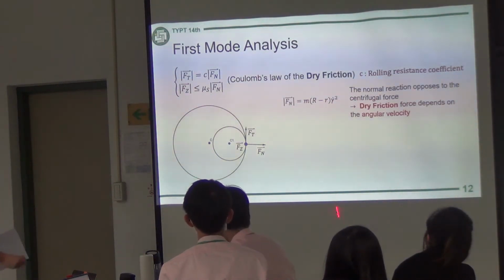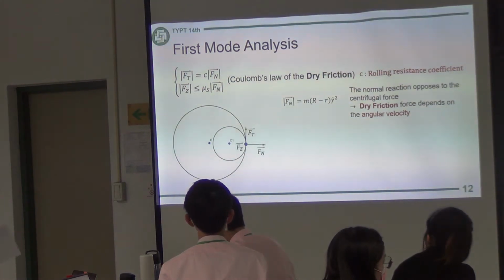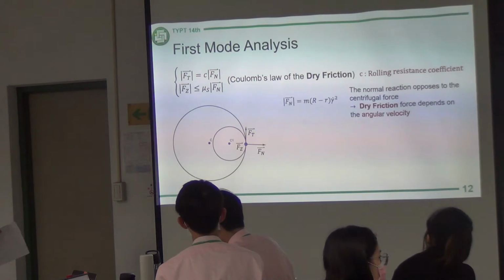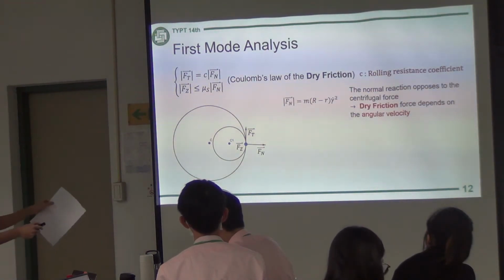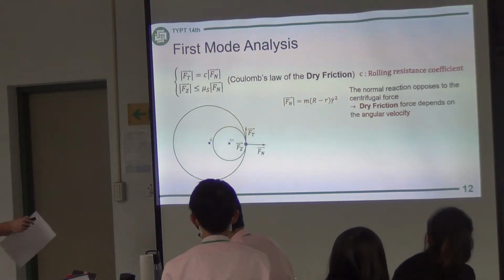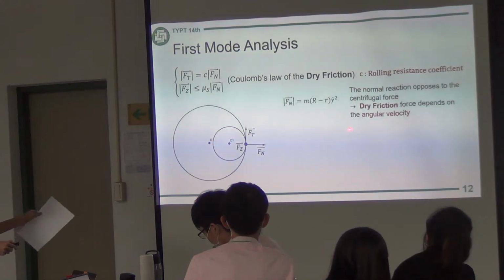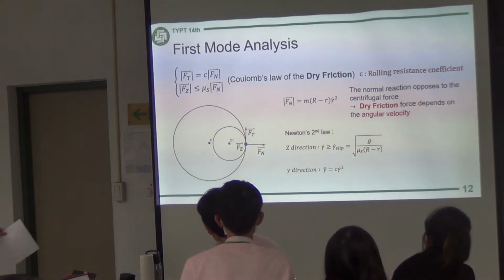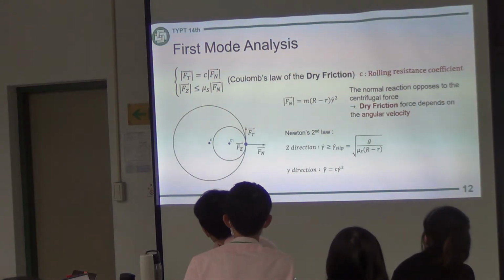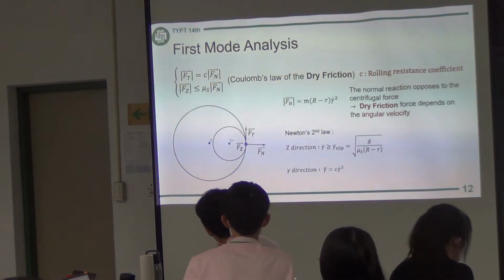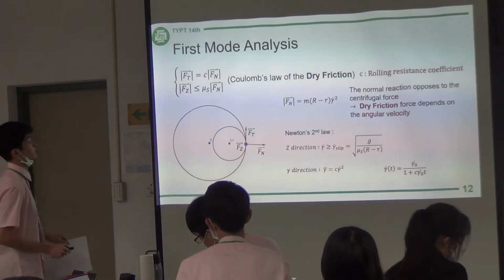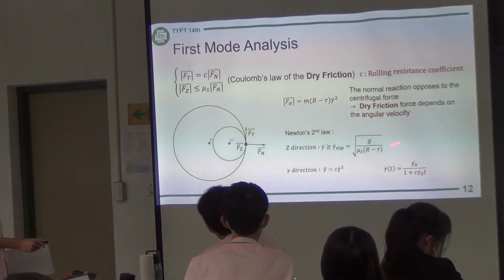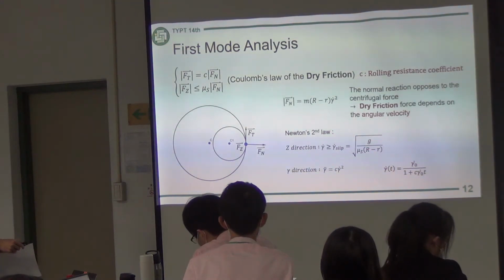So as you can see in this equation, Fn is the normal force, which is the same value as the centrifugal force. And also, the dry friction force will depend on the angular velocity. So we will rewrite the two equations here in this form. As you can see, we solve the equation in the gamma direction to get this differential equation.